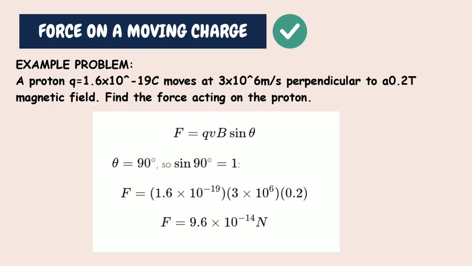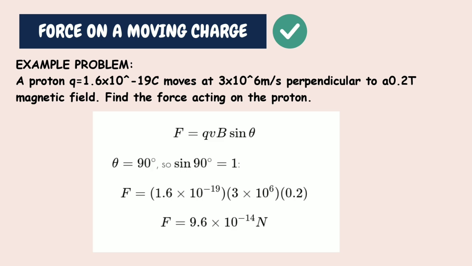In this example, a proton with Q equal to 1.6 times 10 raised to the power of negative 19 C moves at 3 times 10 raised to the power of 6 meters per second perpendicular to a 0.2 Tesla magnetic field. Find the force acting on the proton.